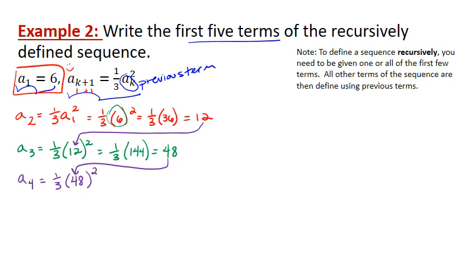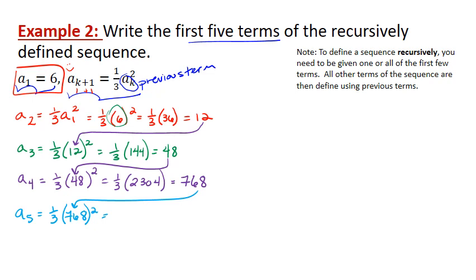So 1/3 times 48 squared. This is 1/3 times 2,304. This results in 768. Okay, so now I'm moving on to the next term. I need 768 to find the fifth term. So I'm going to plug in 768 here. So 1/3 times 768 squared, it's a doozy. 589,824. I did that in my head because I'm that great.